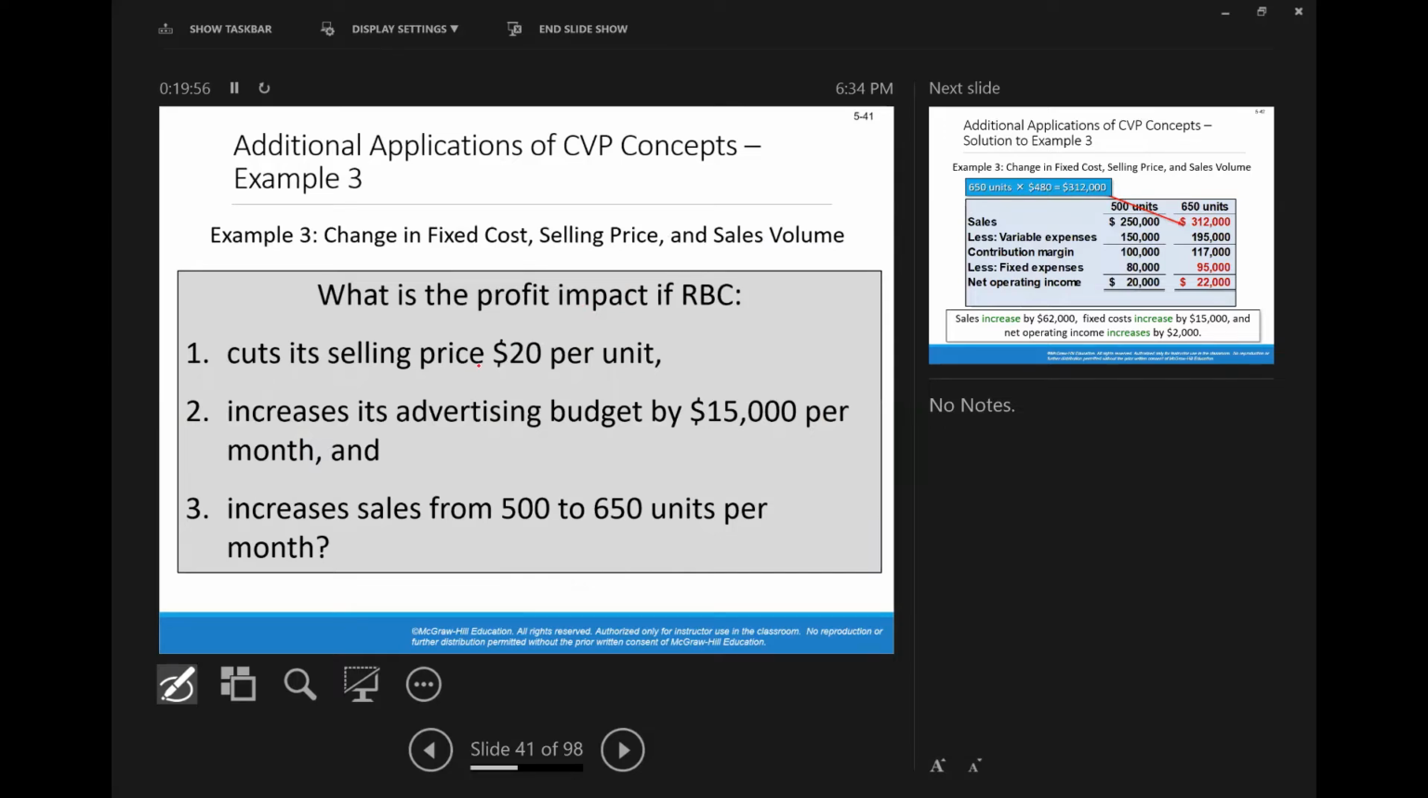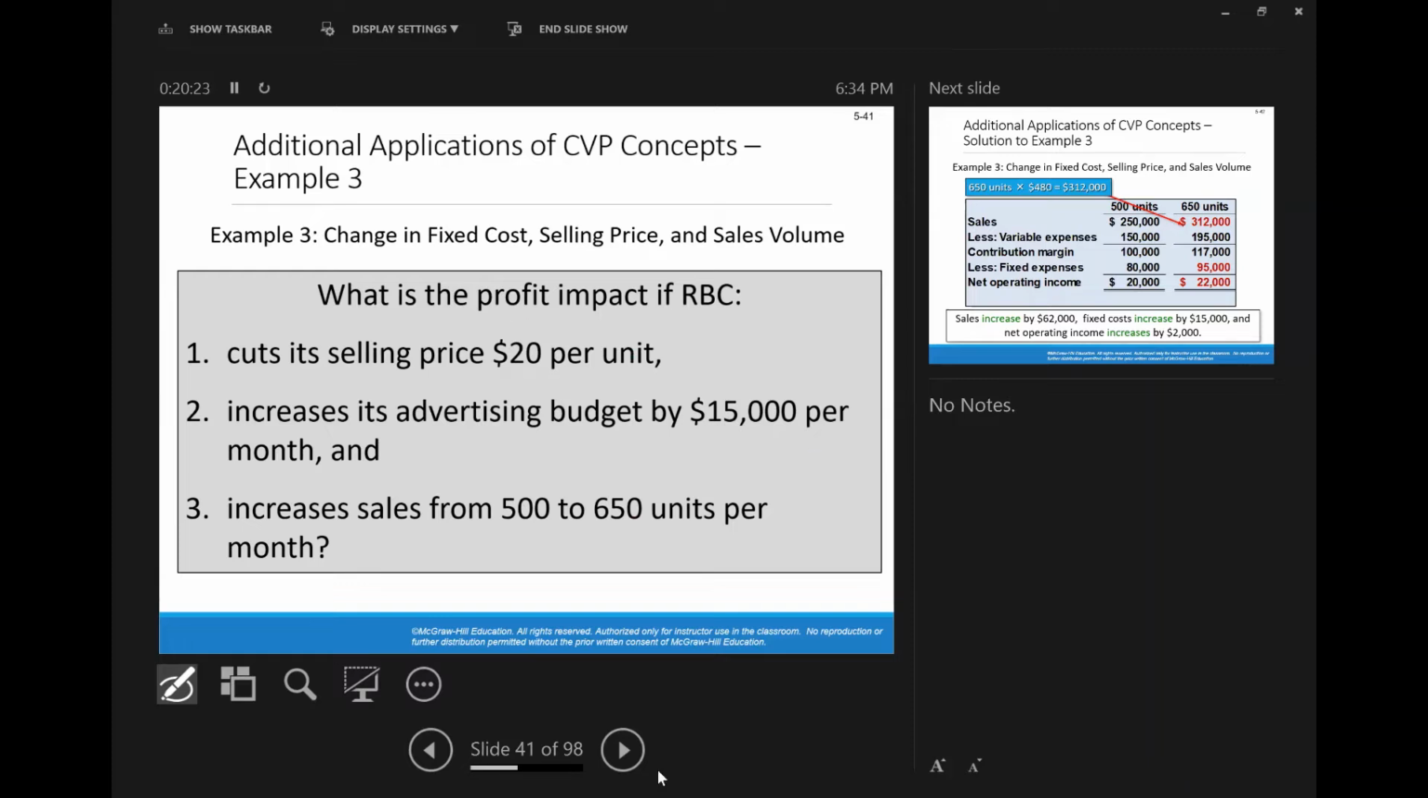Okay, so what is the profit impact if RBC cuts its selling price $20 per unit? Remember, we were at 500, so this will put us at 480. It increases the advertising budget by 15,000 per month, so we're looking at fixed going from 80 to 95. And then we have increased sales from 500 to 650, so we have 150 units in sales more.